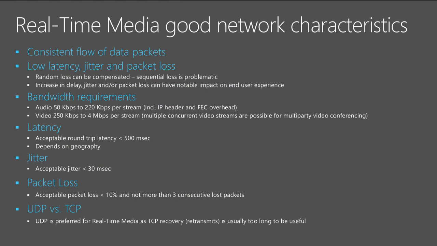Okay, so let's switch the focus and say a few words about what are the good network characteristics, or what are the requirements for you to have a good experience when you have real-time media on a network? So first of all, you want to have a consistent flow of the data packets. So nice and smooth, really. You want to have low latency, low jitter, and low packet loss. Self-explanatory, probably, and obvious. Randomness is not. Randomness can be compensated, as I said a moment ago, through some healing.